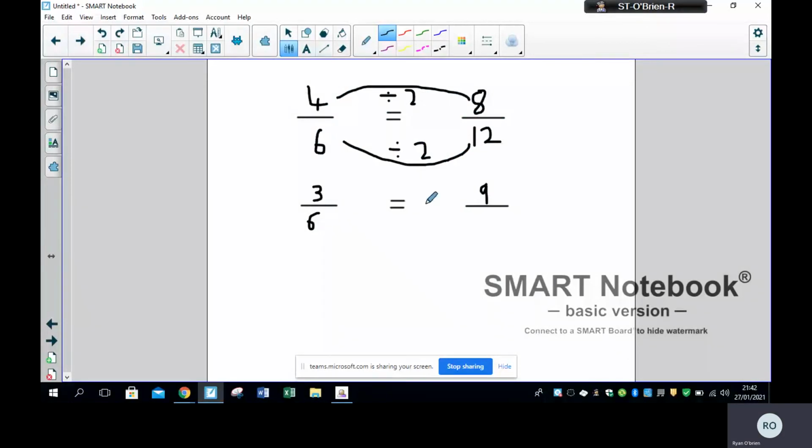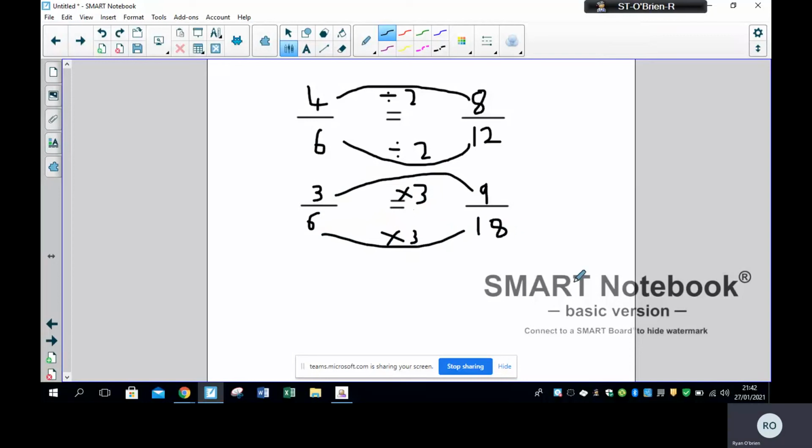Now this one, it's getting bigger again, isn't it? So I know 3 times 3 equals 9, and that's what I've had to do to the numerator, so I need to do the same to the denominator. 6 times 3 is 18. So that's what you're going to be doing today.